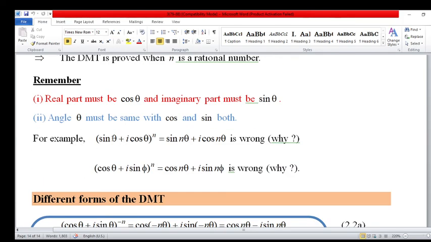Third is an example: cos theta plus sin theta, plus i sin theta plus i cos theta, raised to the power n, cos n theta, sin n theta plus i sin n theta. This is wrong. Why? In place of the real part, cos theta is upside down, and in place of the imaginary part, sin theta is upside down. Here, cos theta plus i sin theta, cos theta plus i sin phi. This is again wrong. The angle is not the same, so this is again wrong.